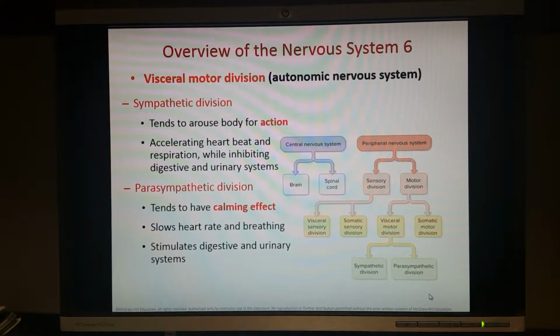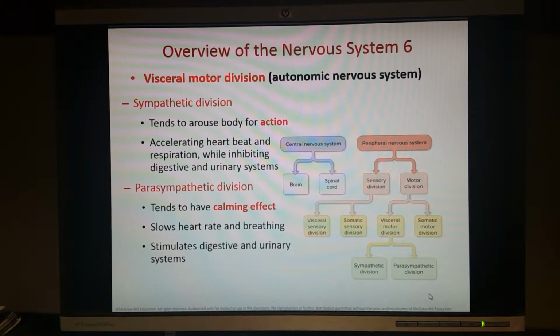Helps to stimulate your digestive and urinary system, so it's going to shift blood away from your skeletal muscles towards your digestive and urinary system, so stimulating them to do their job. So breaking down the food you've eaten. This is partially why you feel all sleepy after a meal, as well as increasing your urinary system, so increase blood flow to your kidneys to create urine.